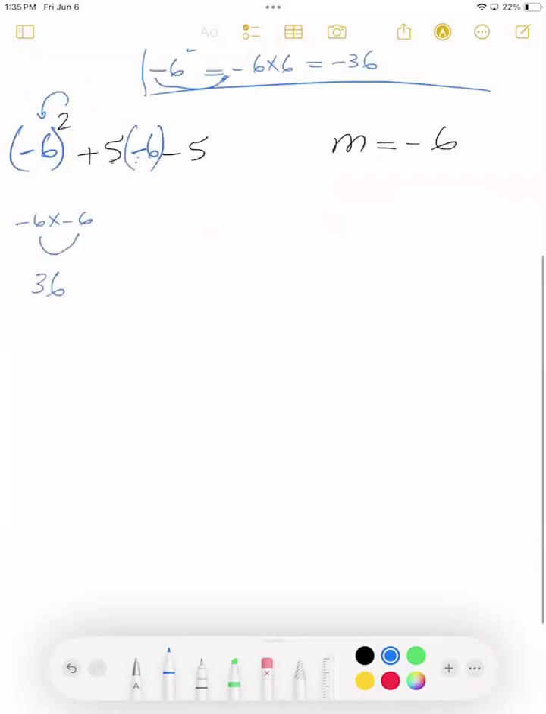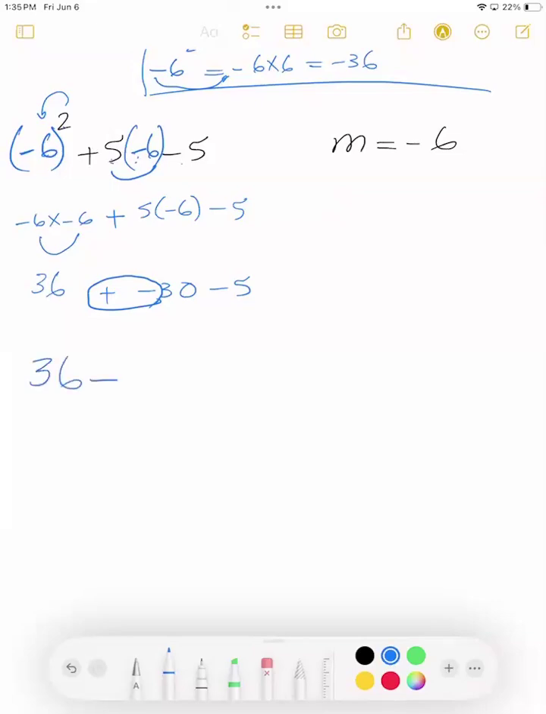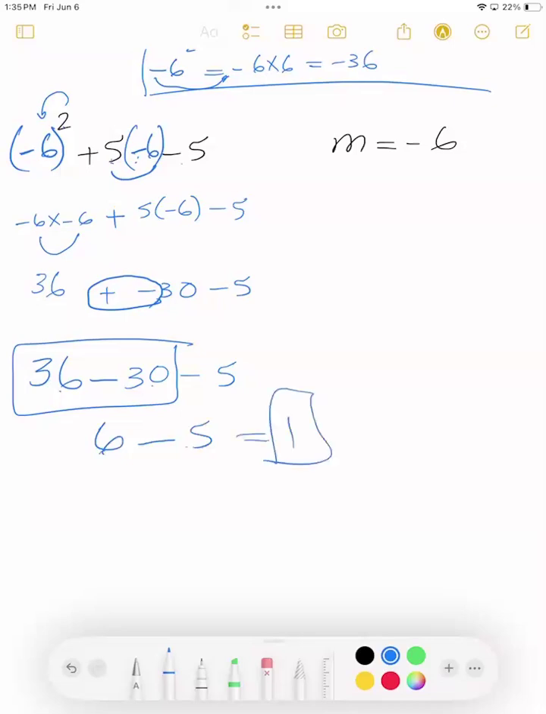So anyways, I have negative 6 squared, which is negative 6 times negative 6, which is 36. I have 5 times negative 6, that is positive times negative is negative 30. And then I have the negative 5. But you have a positive negative. You can't have back-to-back signs. Positive times negative becomes a subtraction. So then do these two first. 36 take away 30 is 6. 6 take away 5 is 1. So your answer is 1.